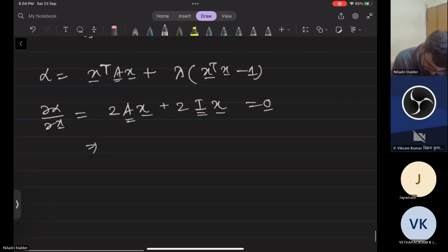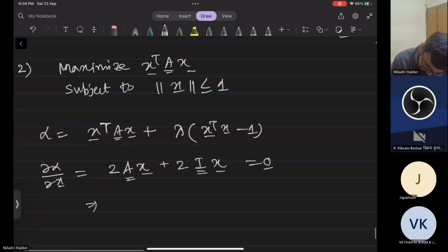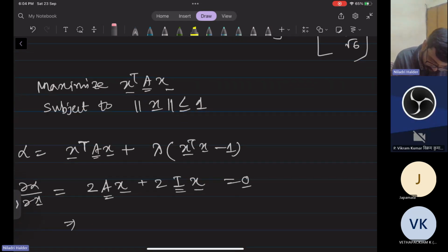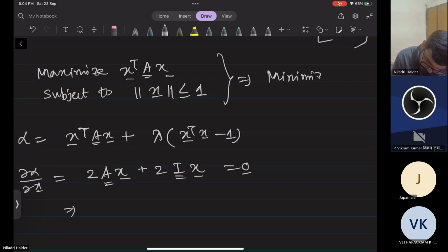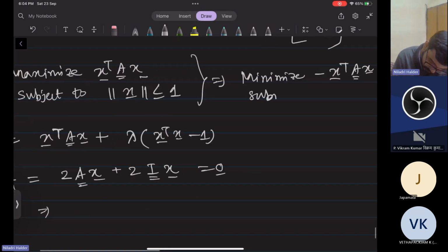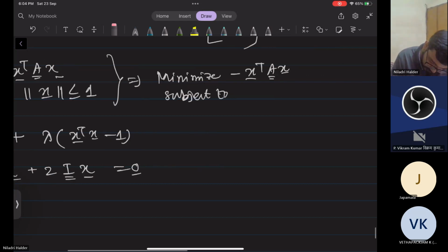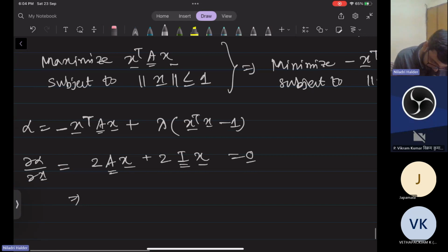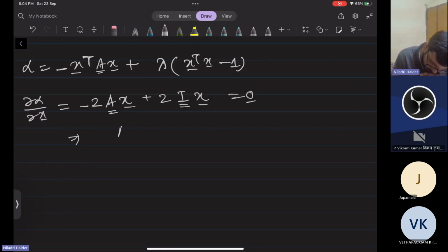Oh, sorry. This is just a maximization problem. Then we can convert this to a minimization problem. So we can minimize minus of X transpose AX subject to norm of X less than or equal to 1. Then we can write it this way: AX equal to X lambda. Sorry, one lambda should be there.